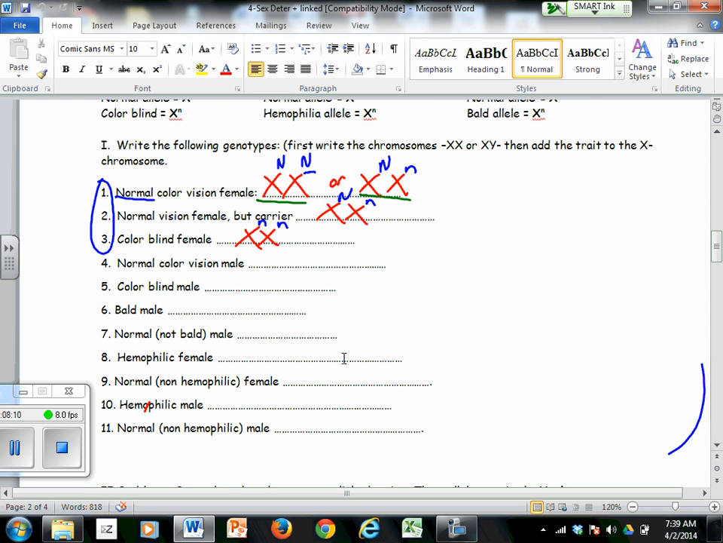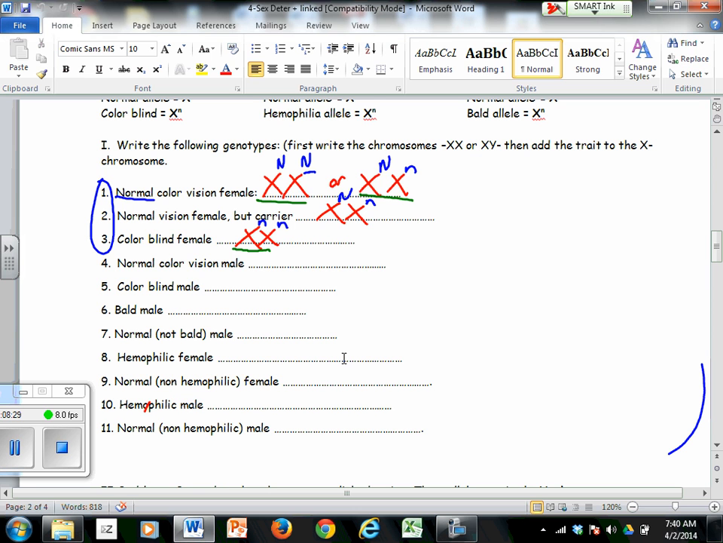She can be heterozygous and normal. She'll still be a carrier, but she's still normal. And so for females, the only way to get the disorder is for her to be homozygous recessive. So there are 3 possible scenarios for a female. Males, because there's only one X chromosome, it's, again, a little different.